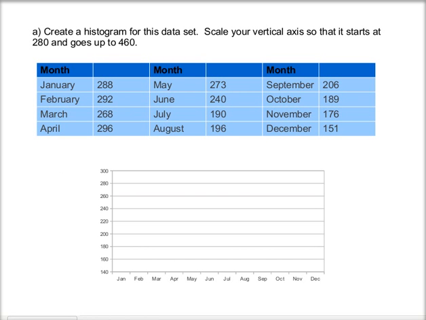So I've drawn my axes here for my histogram. My vertical axis is going from 140 to 300, and I've broken it up into intervals of 20. And this axis represents the number of players. And across the bottom, I've got it divided up equally by month. And this is the birth month of the players. So let's go ahead and fill this in.